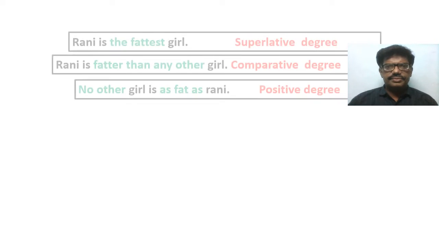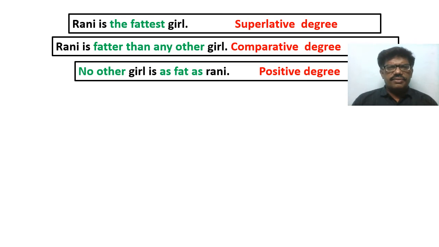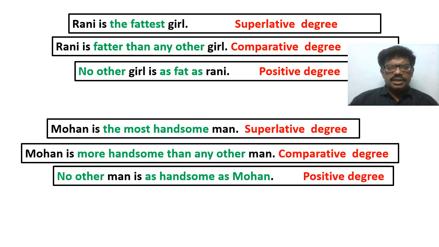Now let us see how the answers are written in type 1 structures. Rani is the fattest girl, superlative degree. Rani is fatter than any other girl, comparative degree. No other girl is as fat as Rani will be the positive degree. Another example, Mohan is the most handsome man, superlative degree. Mohan is more handsome than any other man, comparative degree. No other man is as handsome as Mohan will be the positive degree.